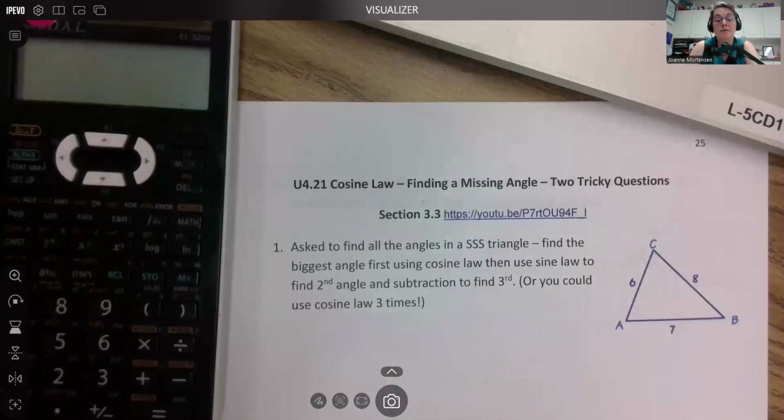Math 22 to be specific. This is U 421, the cosine law of finding the missing angle. This video includes, count them, two tricky questions. They're not really tricky, it's just some things that'll save you time. So first of all, you get a side triangle and you're asked to solve it. Remember, when you're asked to solve something, you need to find all the missing angles.